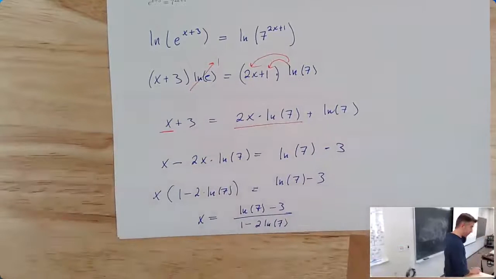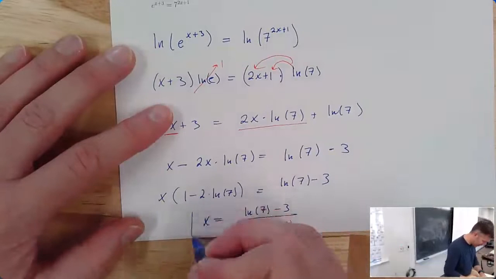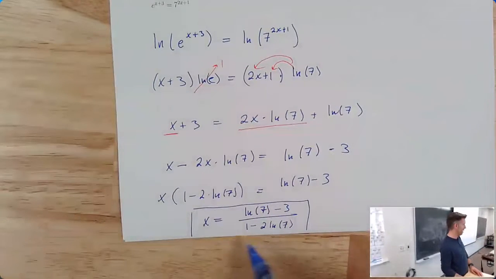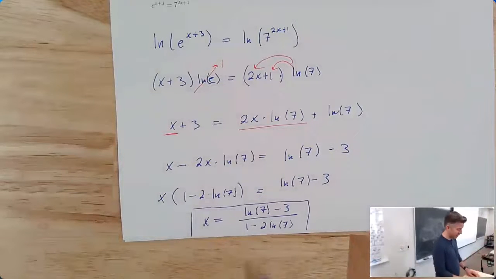There are lots of equivalent ways of writing this answer. I'm perfectly happy with you leaving it like this. You do not need to bring that 2 up as the power of 7 and write it as like 1 minus natural log of 49. That is not something I need to do. I just need you to be able to get x all by itself.